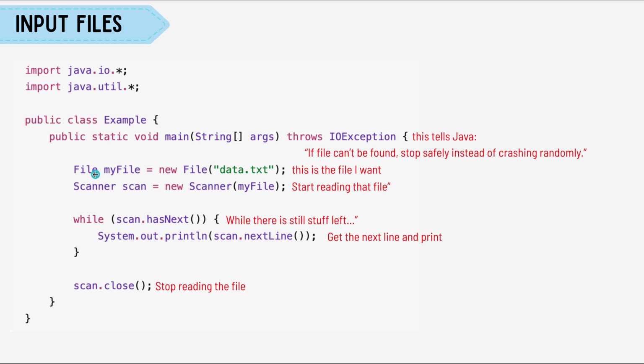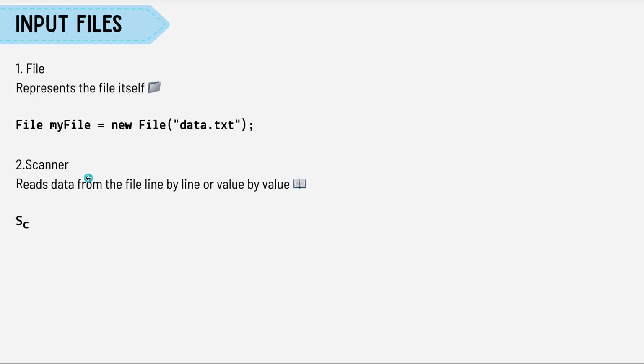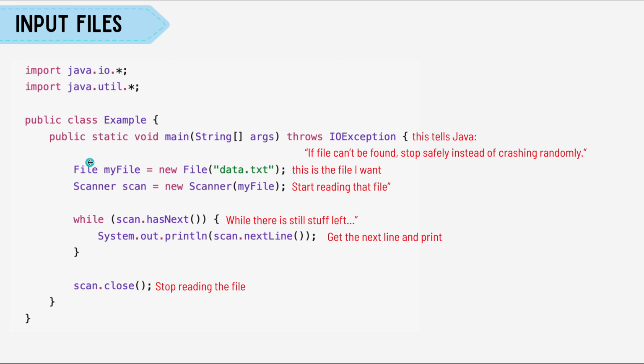And then we have the line we were just talking about over here, the new File one. So we would have File myFile, new File, and data is the file I want. So that's the file I want. And to start reading the file, I would have the Scanner. This is the file and the scanner. And then to go through the file, we would have a while loop over here, just checking if it has something next, and then printing it using nextLine, which we learned in the scanner input. And then we have scan.close, which stops reading the file.